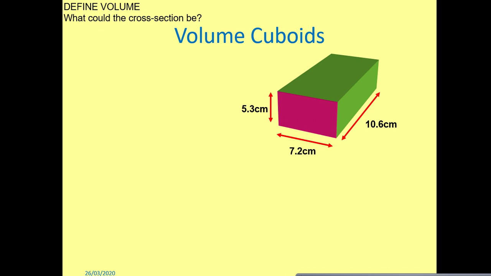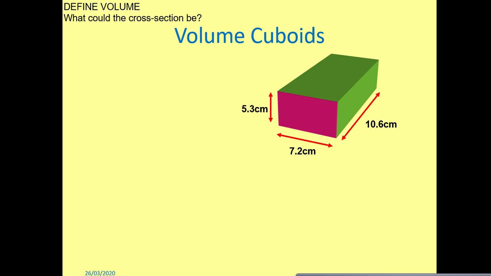Right, so volume of prisms. Okay, so this is a cuboid. Now, normally in primary school you get told just to times them all together. It does work, but it won't work for every shape. So what you really want to always think about is your cross section times your depth. As I said before, your cross section is always your front.